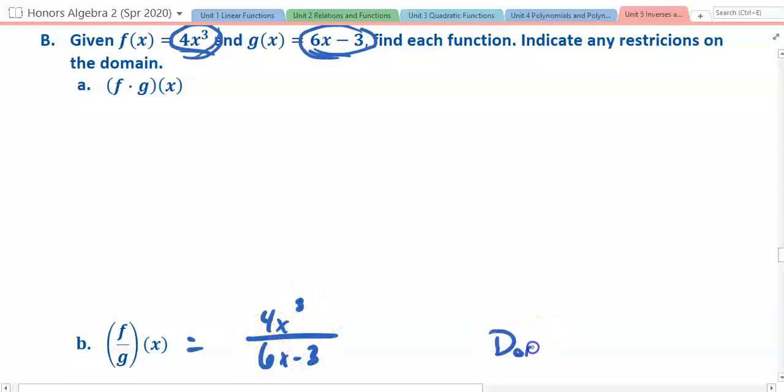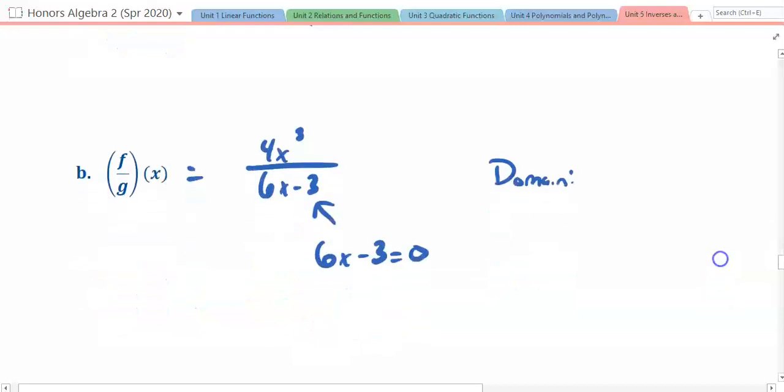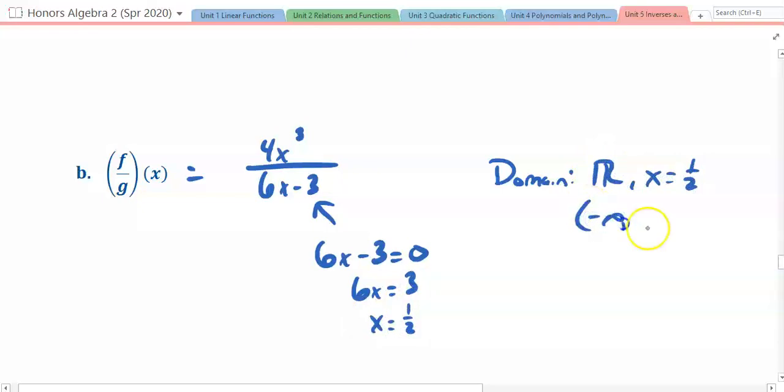But remember, our domain is going to get restricted by whatever will make the denominator equal to 0. So 6x minus 3 equals 0 means I have that 6x is equal to positive 3, which means that x is equal to 1/2. So that means my domain is all real numbers except x equals positive 1/2, or negative infinity to positive 1/2 union 1/2 to positive infinity. That's it. Okay, so again, those aren't hard problems.